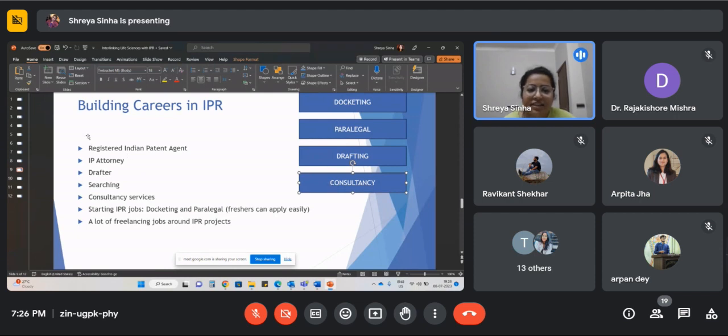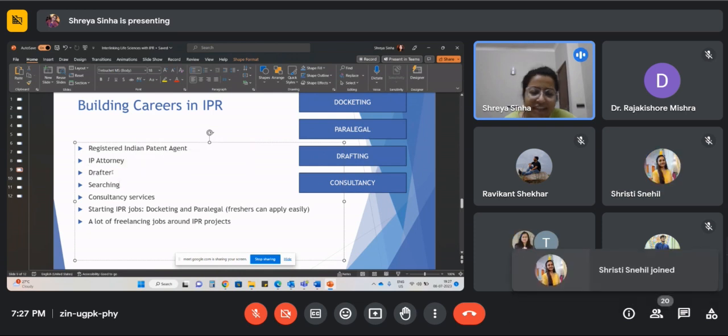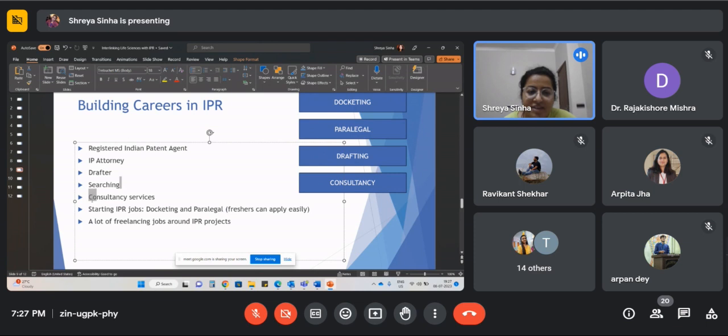And these are the things building a career in IPR includes, I told you: registering as an Indian patent agent, IP attorney. Once you have cleared the Indian patent agent examination, you will be known as an IP attorney. Drafting: a drafter is someone who may not have cleared the Indian patent agent examination as well, they can draft. Drafting does not require this certification. Then searching, consulting services, and starting IPR jobs.